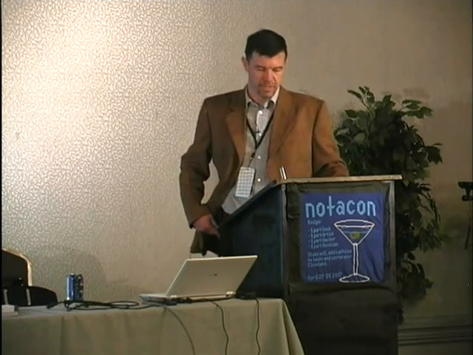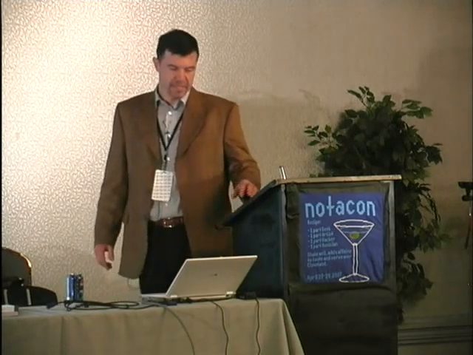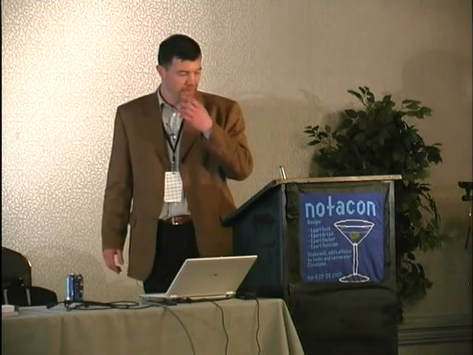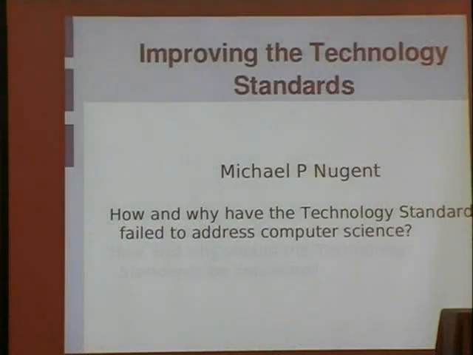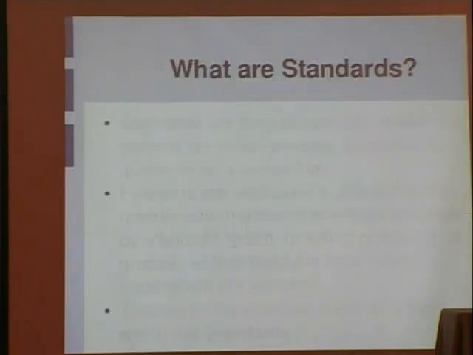What I want to address is the technology standards as they appeared predominantly in the Ohio Education's Technology Standards documentation. But what I want to focus on mostly is how and why have these technology standards failed to address computer science. And by fail, I mean failed in terms of not attempted, not in terms of they tried but failed. There's things that are just missing. And then how and why should the technology standards be improved? Now, this is what I want to focus on predominantly.